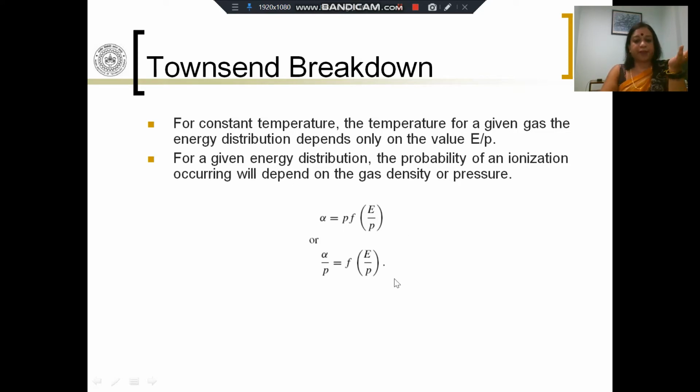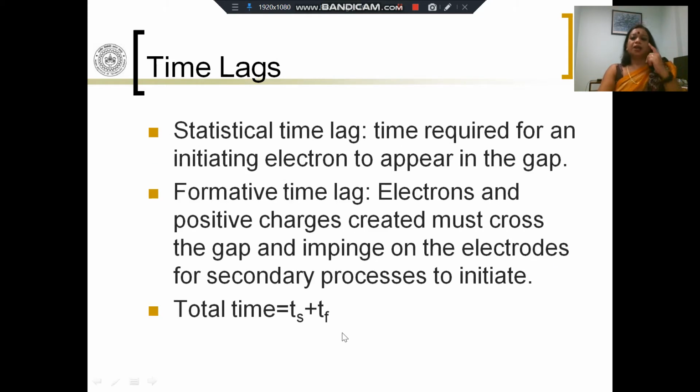So the Townsend's breakdown mechanism will depend upon not only alpha and gamma, but also the external applied field and the pressure of the gas. Now, how long does it take for the dielectric to break down after I have applied the external electric field? As soon as I apply the electric field, does it proceed to break down? No, a certain time is required for the Townsend mechanism to kick in and this entire condition, the Townsend's breakdown criteria, to be satisfied. So therefore, with respect to the Townsend's mechanism, we can talk about two time lags.